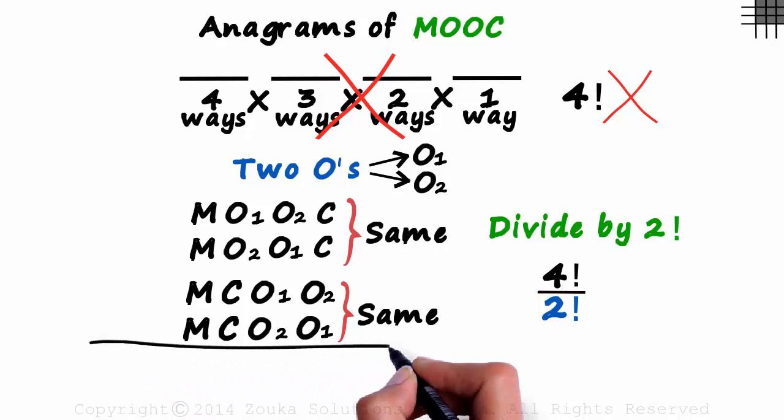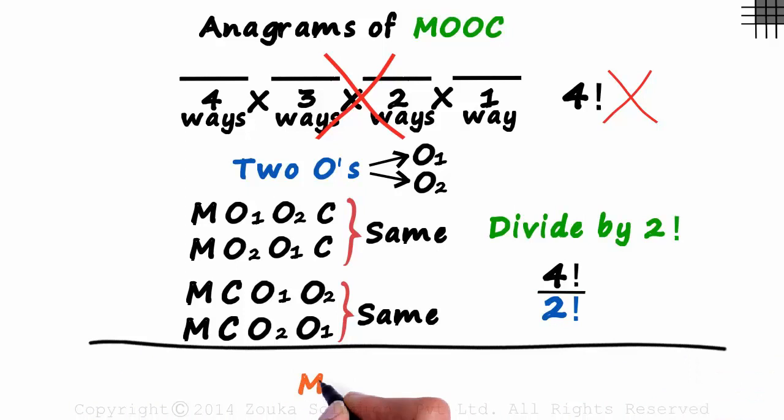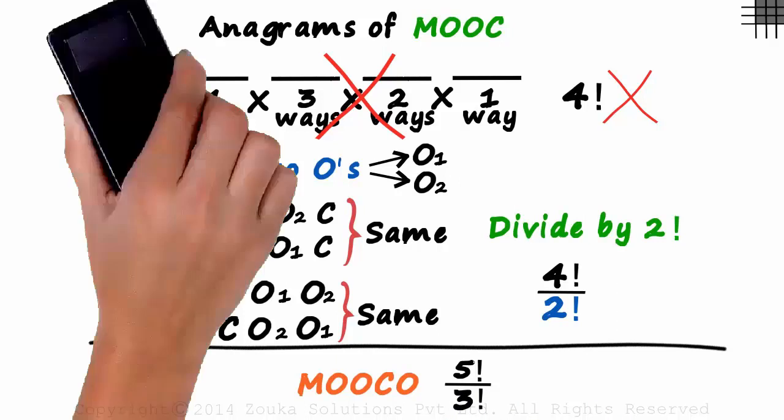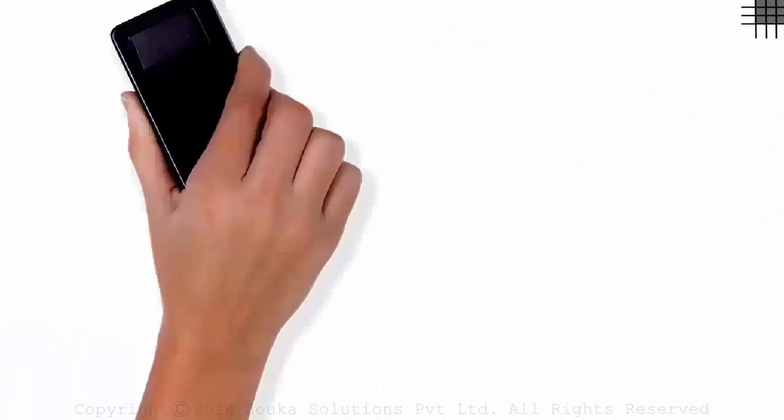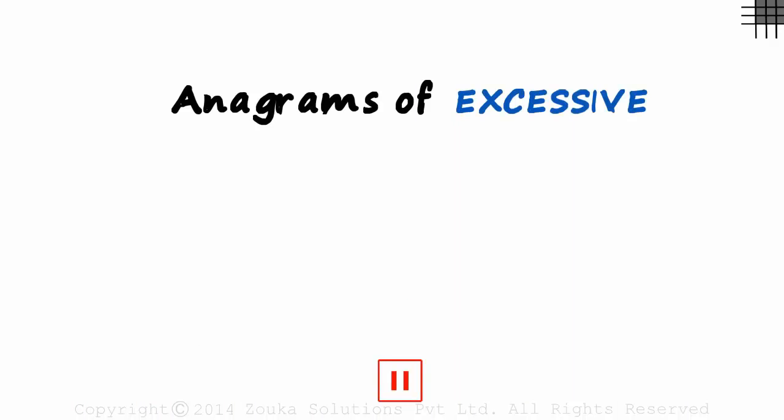What if we had another O? Something like MOOCO? It's easy. How many letters do we have in all? 5. So 5 factorial will include all possible anagrams assuming the O's are different. But we have 3 O's here. So to eliminate the repeated ones, we divide 5 factorial by 3 factorial. So here's another one which I want you to try. Find the number of different anagrams possible for the word excessive.